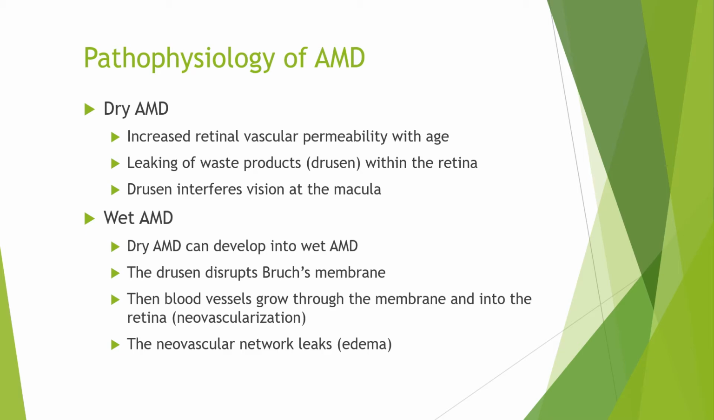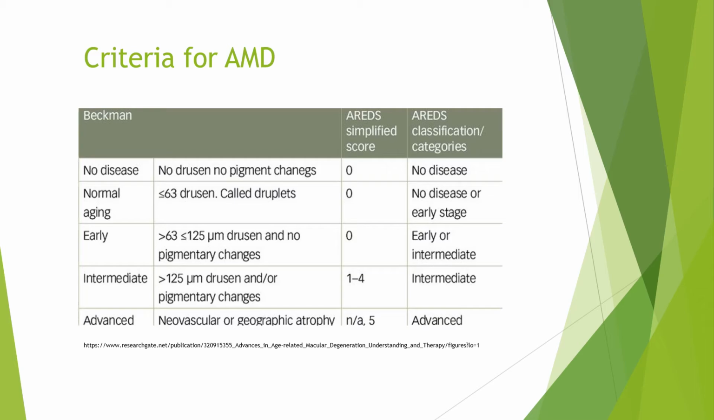Edema from such a network, which is the leakage of fluid to the inside of the eye, can cause unwanted refraction of the incoming light rays, which results in obscuration and distortion of vision. Drusen can also appear in the retina in people who are normally aging and do not have AMD. That is why we have a specific criteria for determining if there is AMD and also how severe the condition is.